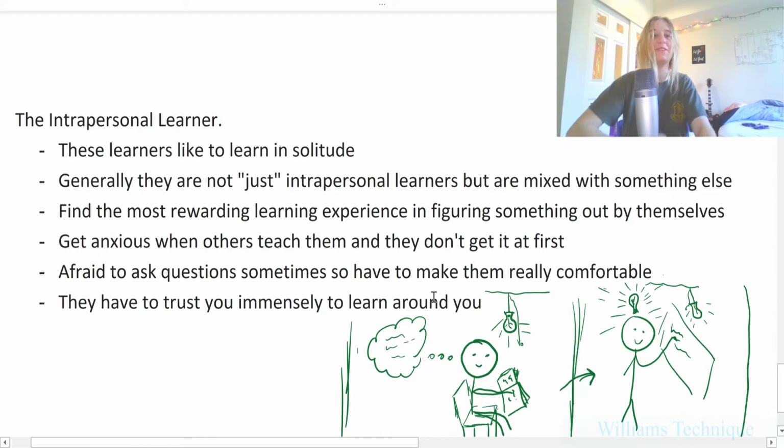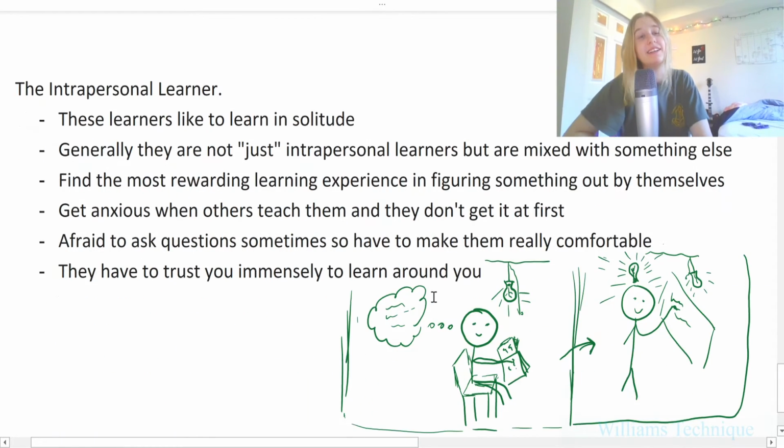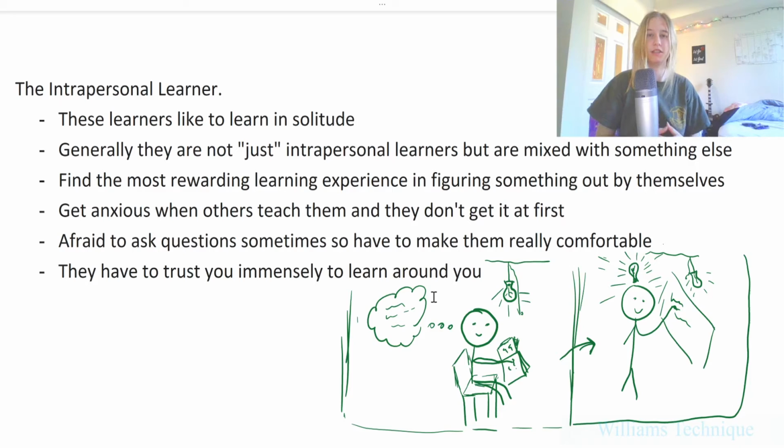Anyway, so the last one is the intrapersonal learner. These people tend to learn best in solitude. What I notice with intrapersonal learners is they tend to get anxious during like a tutoring session or maybe during class, or generally if they're learning in front of someone else. I think they tend to feel judged if they don't necessarily get the concept right at first, or if they're not able to ask a question fast enough.